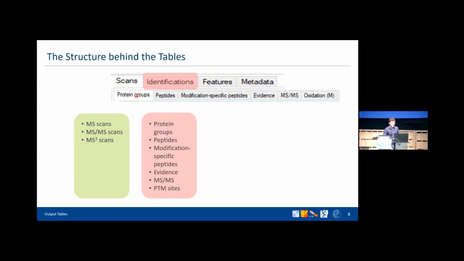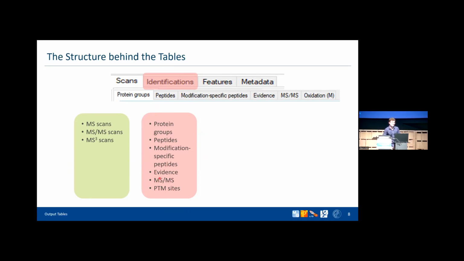Then we have the identifications tab, which is the largest group of output tables. And this is the group that is mostly interesting for the actual scientific people. So this is mostly the data that you will probably analyze statistically and that you are interested in. So what is there? There's information about the protein groups that were identified, and then the peptides that were identified and gave rise to these protein groups, PTMs and so on, MSMS level, but also evidence.